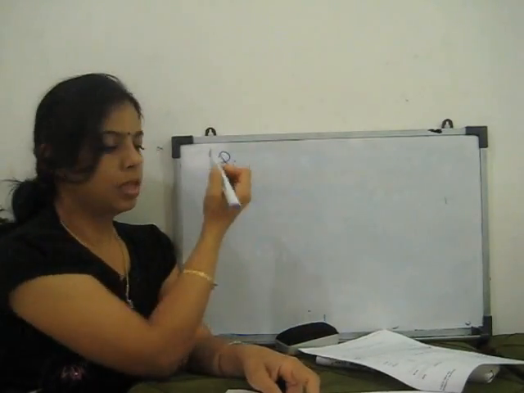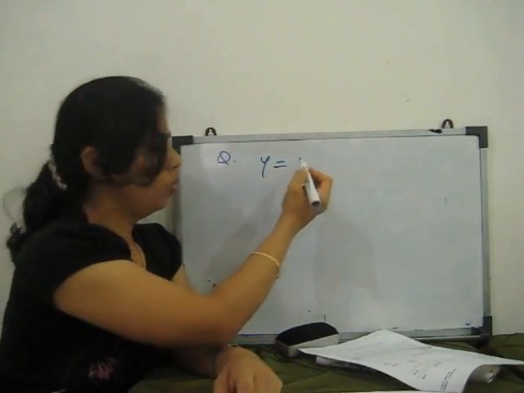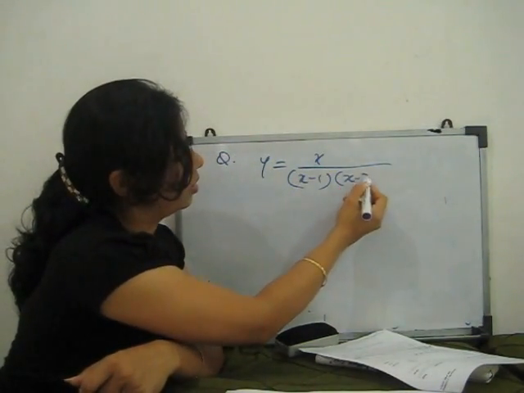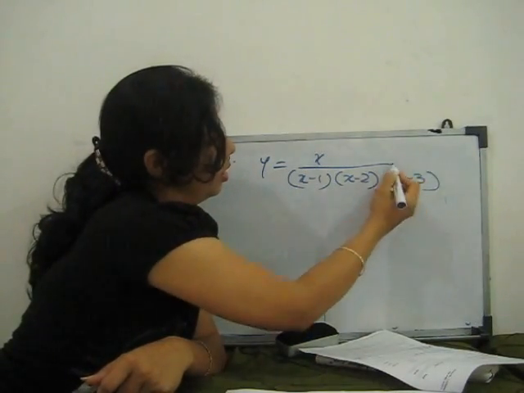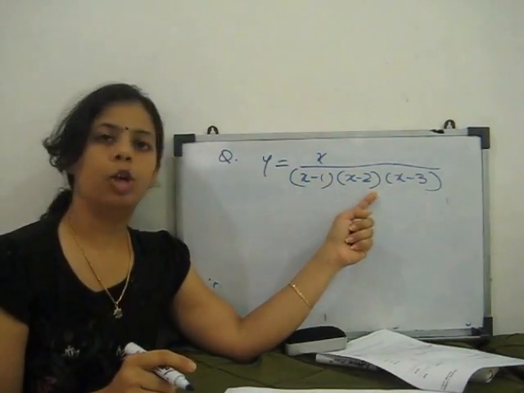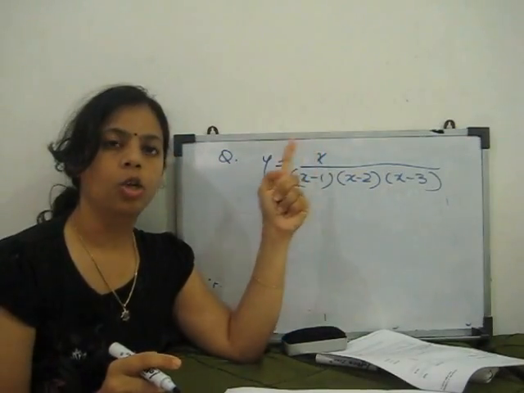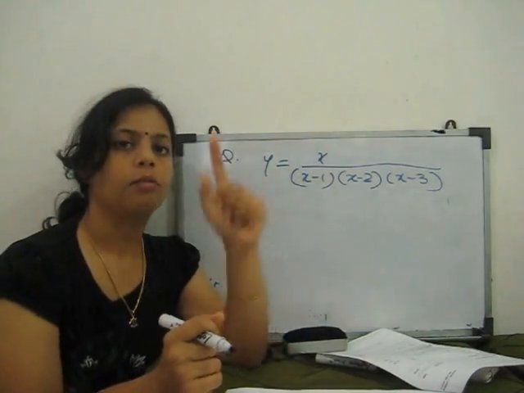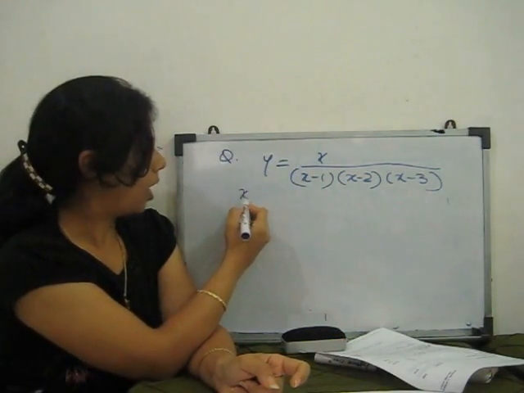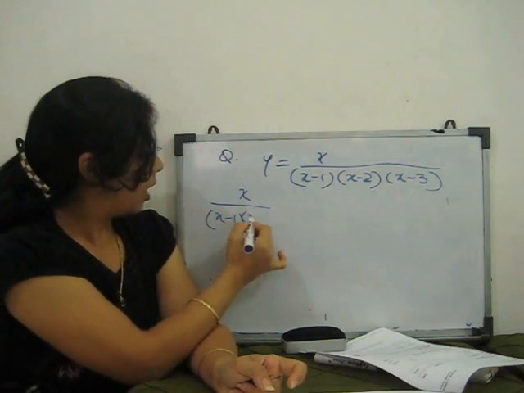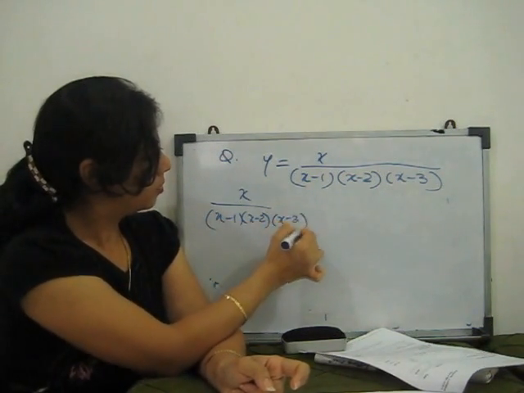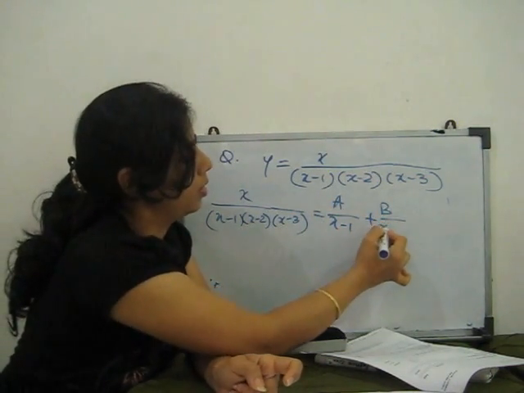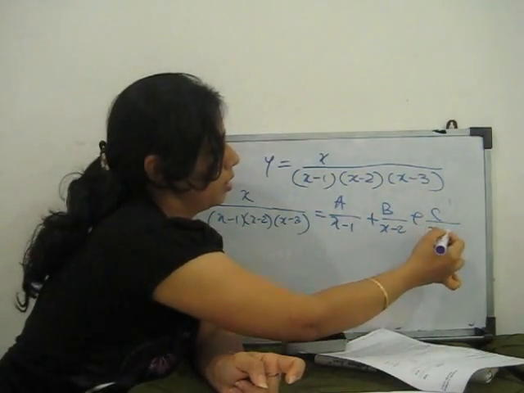First question: if we have y is equal to x upon (x minus 1)(x minus 2)(x minus 3). In this case, you can see our denominator is of higher degree than the numerator. So you use partial fractions separately. First you use partial fractions, then apply the differentiation. So x by (x minus 1)(x minus 2)(x minus 3) is written as a upon (x minus 1) plus b upon (x minus 2) plus c upon (x minus 3).